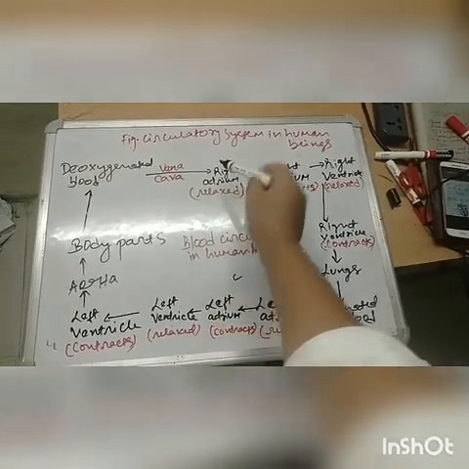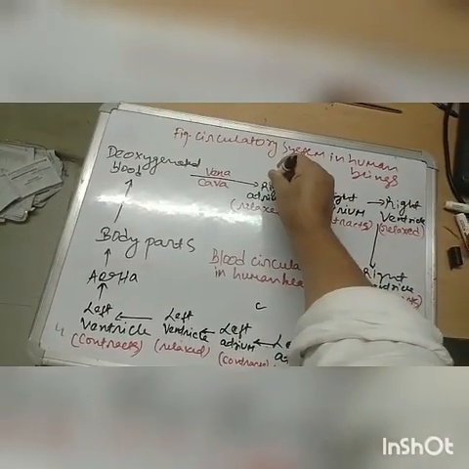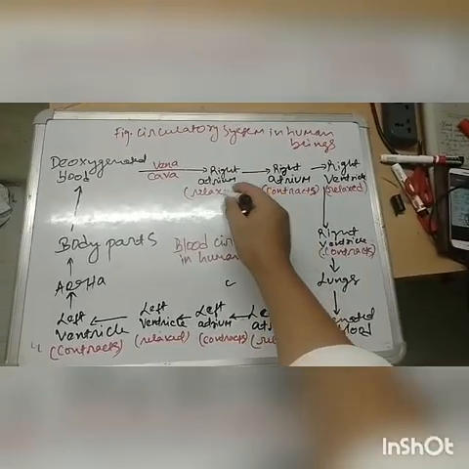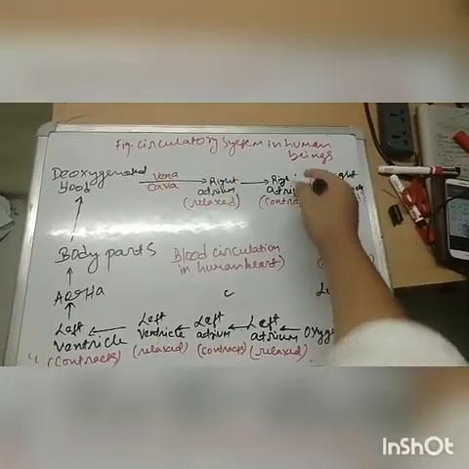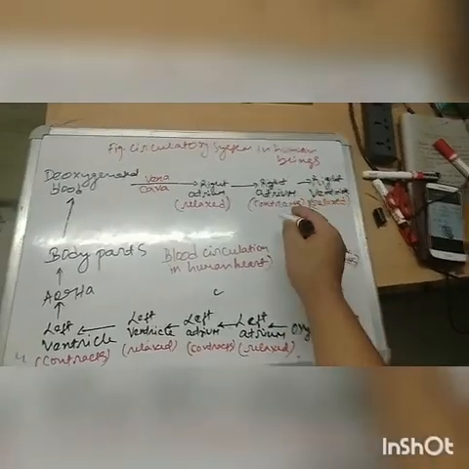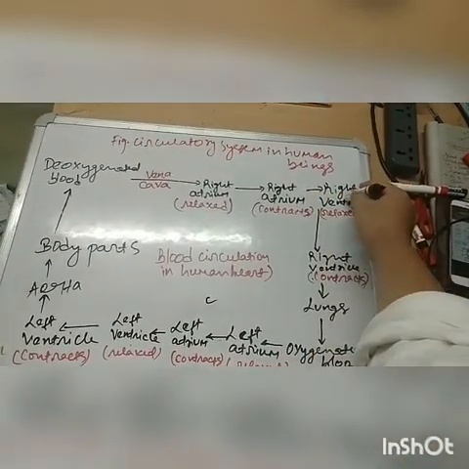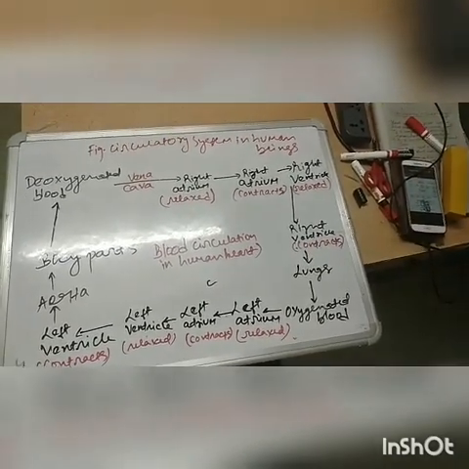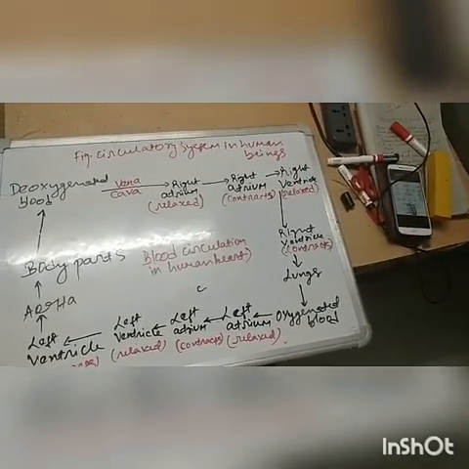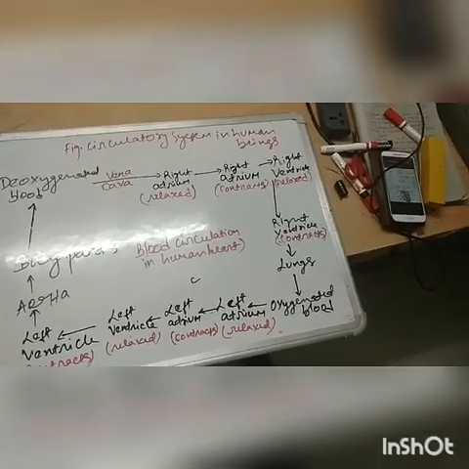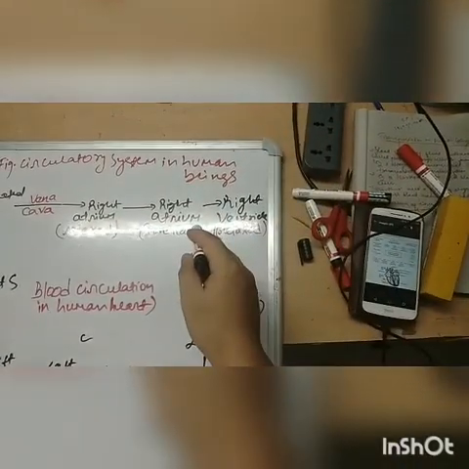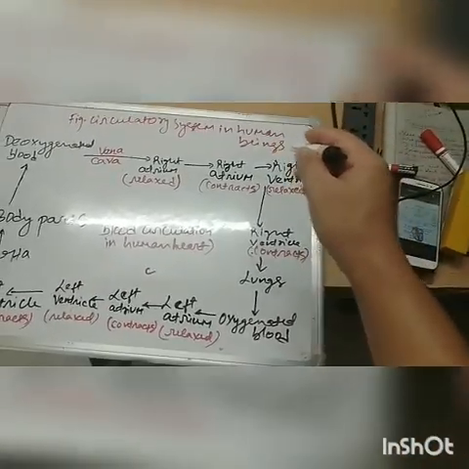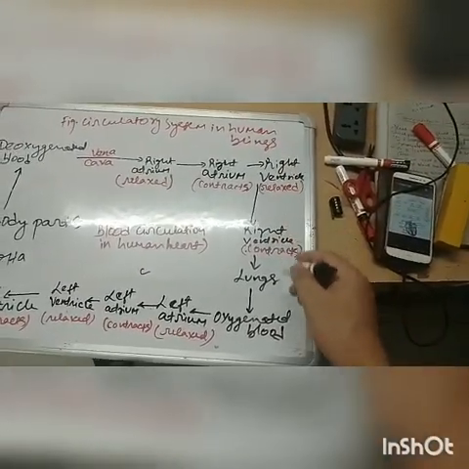The right atrium relaxes. The deoxygenated blood has already entered the right atrium. It relaxes, but after some time the right atrium will contract, and because of this contraction the blood will go to the right ventricle. And from the right ventricle it goes into which artery? Pulmonary arteries. The pulmonary arteries are not shown here.